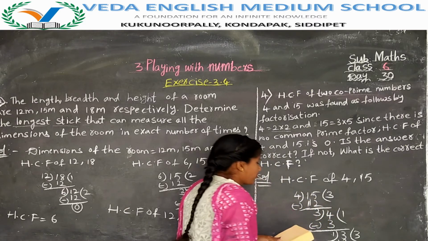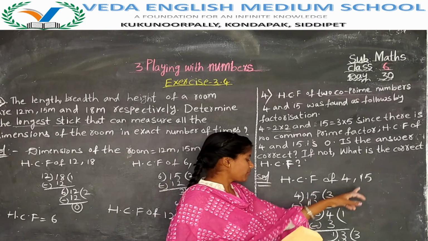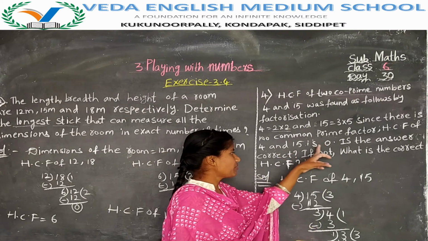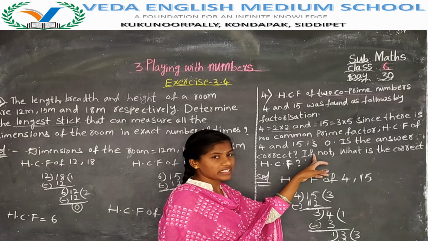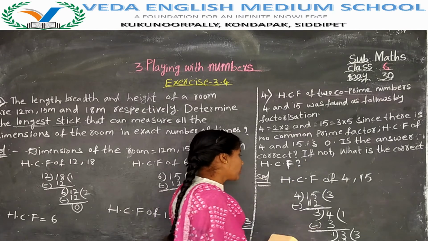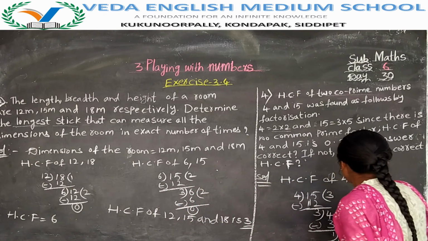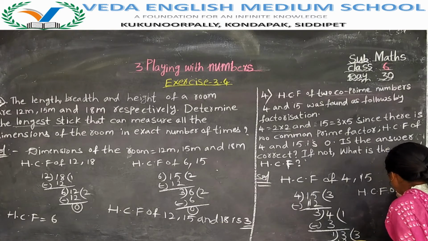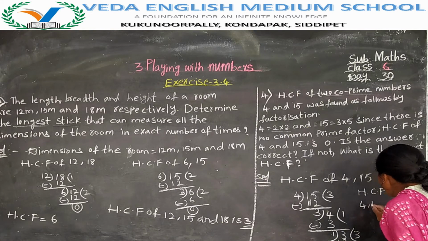So the HCF of 4, 15 is 1. But what they said here is that the HCF of 4, 15 is 0. Now, is that correct? Is the statement correct, Anana? No. Now here you have to write that HCF of 4, 15 is 1.